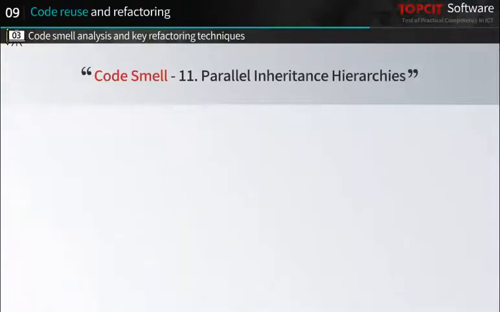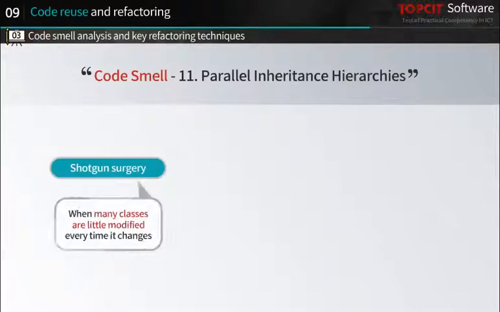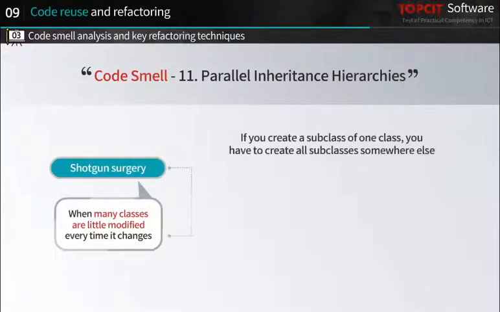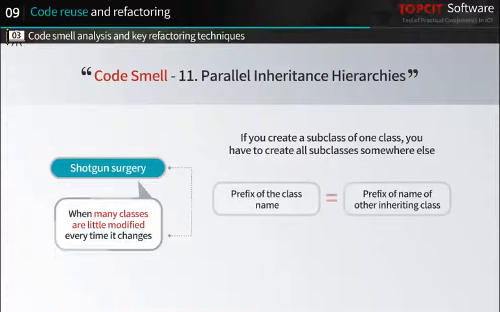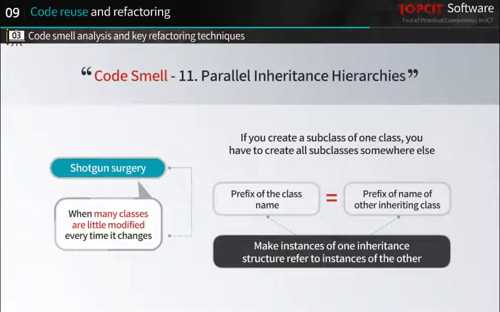11th, it is the parallel inheritance hierarchies. This is a special case of shotgun surgery. In this case, if you create a subclass of one class, you have to create all subclasses somewhere else. You can recognize this smell if the prefix of the class name is the same as the prefix of the name of the other inheriting class in one inheritance structure. A common strategy for removing duplicates is to make instances of one inheritance structure refer to instances of the other.